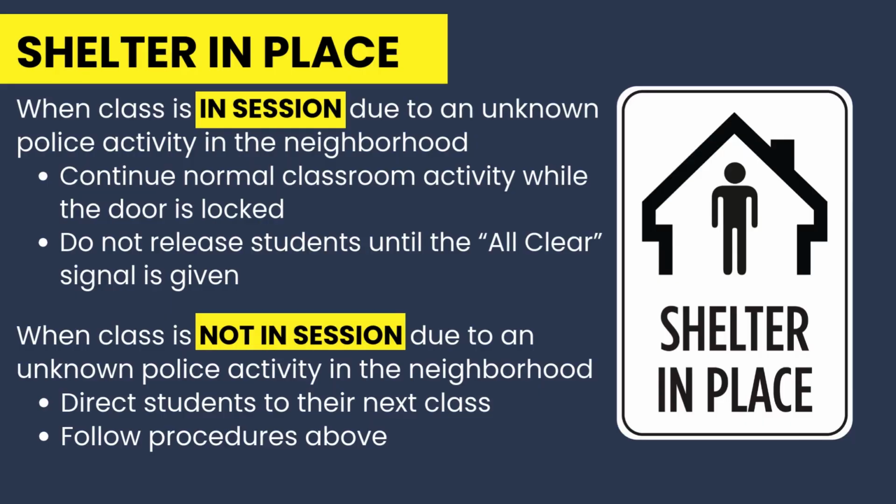We're going to go through a few definitions first. When you are in a shelter in place when class is in session due to an unknown police activity in the neighborhood, you are going to continue normal classroom activity while the door is locked. Do not release students until the all clear signal is given. If you are in a shelter in place when the class is not in session due to an unknown police activity in the neighborhood, direct students to their next class and then follow the procedures above by locking the door and then releasing students once there is an all clear.